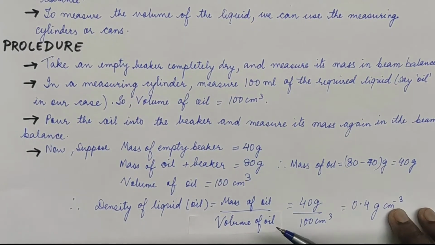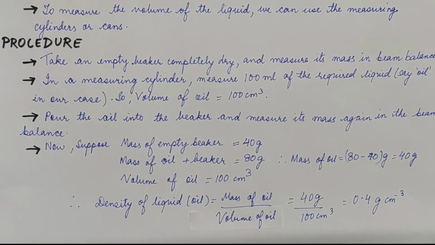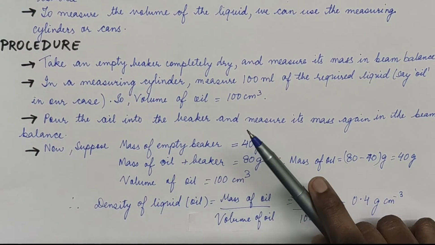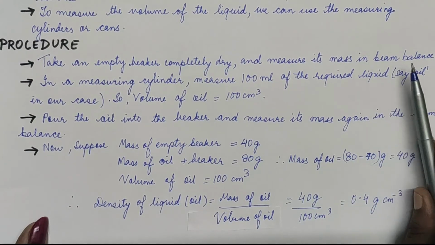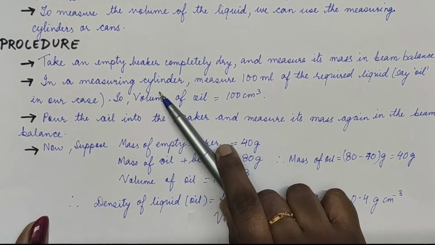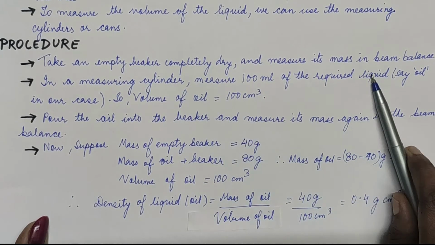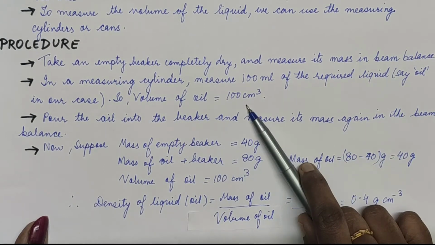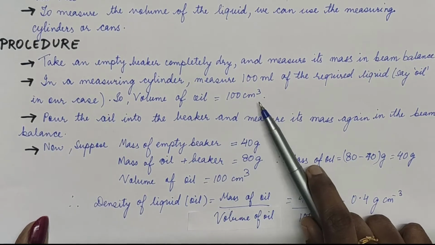Now, what will be the procedure? I have just written in very simple language the procedure to find the density of a liquid. You have to take an empty beaker, and it should be completely dry. You have to find its mass using a beam balance. Then you take a measuring cylinder. Let us assume it is a 100 ml measuring cylinder, and we will take 100 ml of oil, which is the same as 100 centimeter cube. So the volume of the liquid that we are going to measure is 100 cubic centimeter.